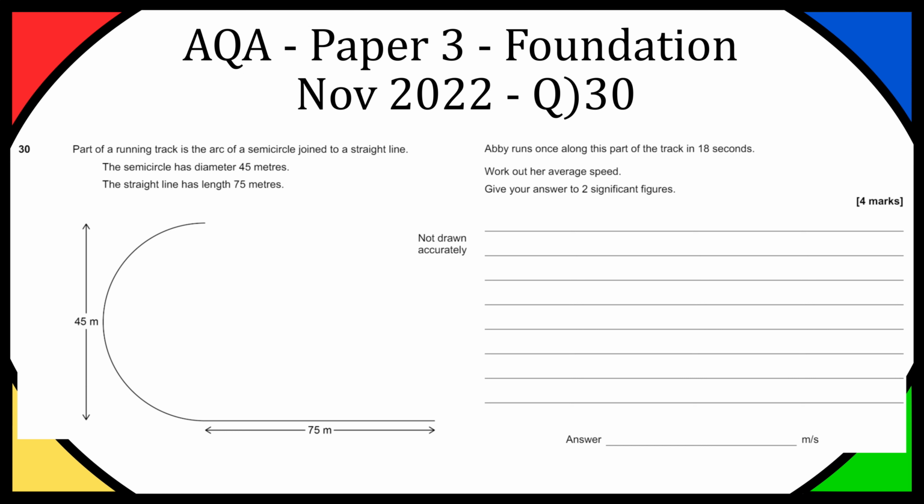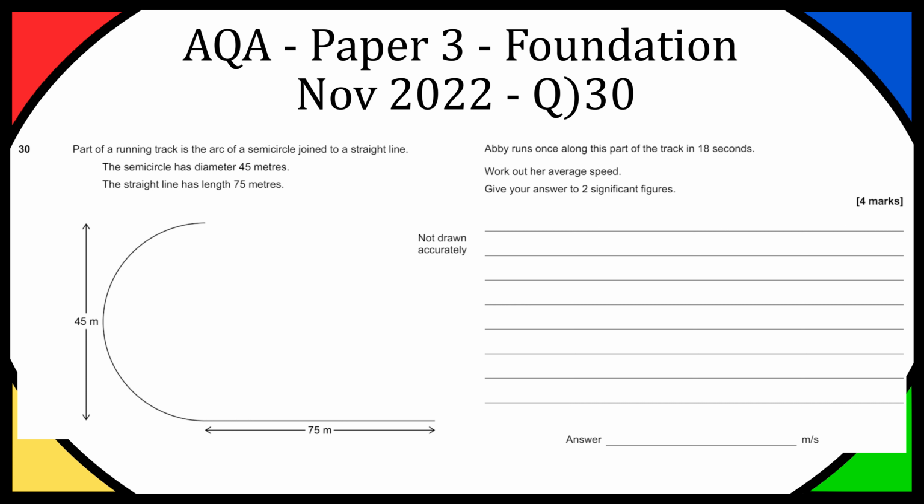It says that part of a running track is the arc of a semicircle joined to a straight line. The semicircle has diameter 45 meters. The straight line has length 75 meters. It says it's not drawn accurately, and then we obviously have the visual of the 75-meter straight line, and then we have the diameter, which is kind of the height of the semicircle, the way it's drawn.